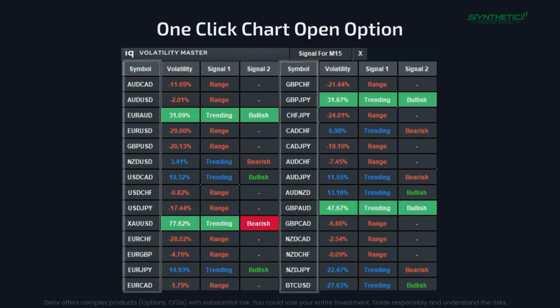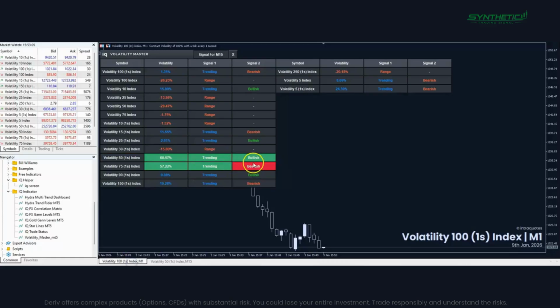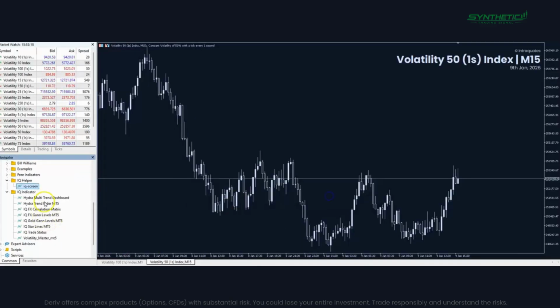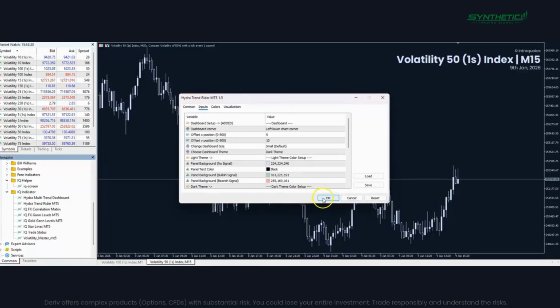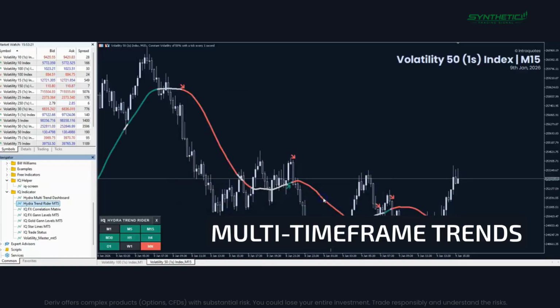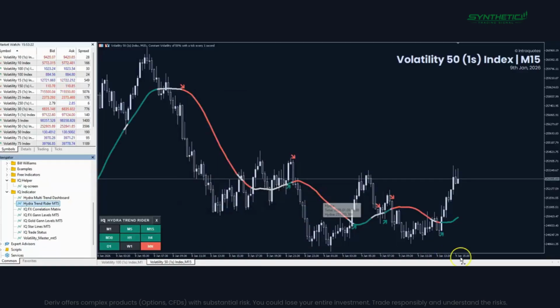By simply clicking on the symbol name directly from the indicator dashboard, you can instantly open the respective chart. Yes, with just one click, which makes execution extremely fast and efficient. First, Volatility 50 1S is showing a bullish signal. I will add another advanced and popular AI-powered trend indicator, Hydra Trend Rider. This indicator is capable of tracking multi-time frame trends for individual symbols and generating directional arrows on the current chart.